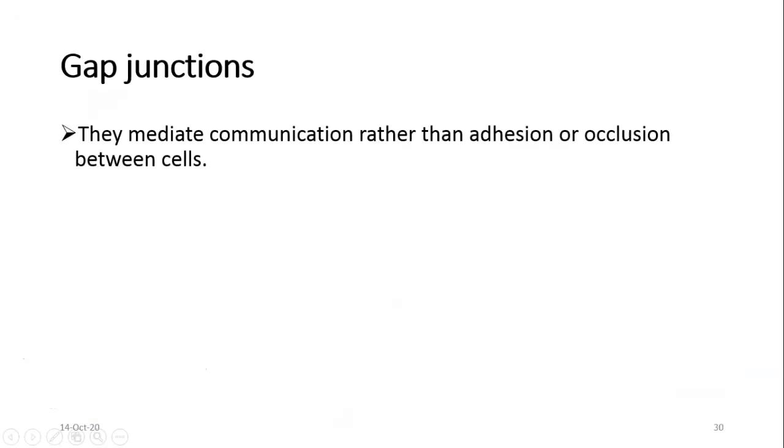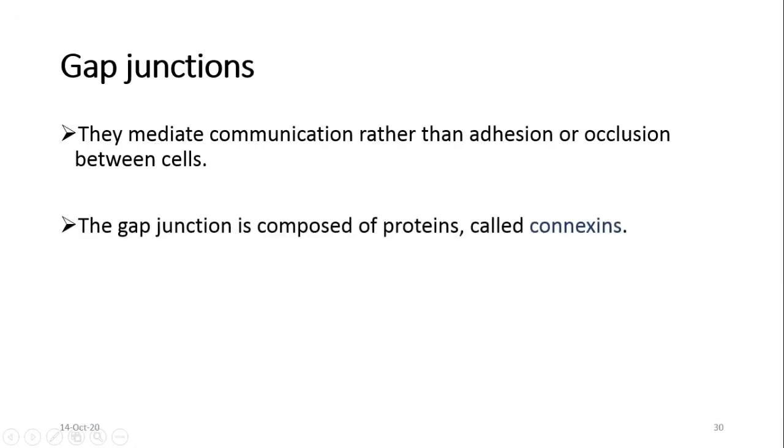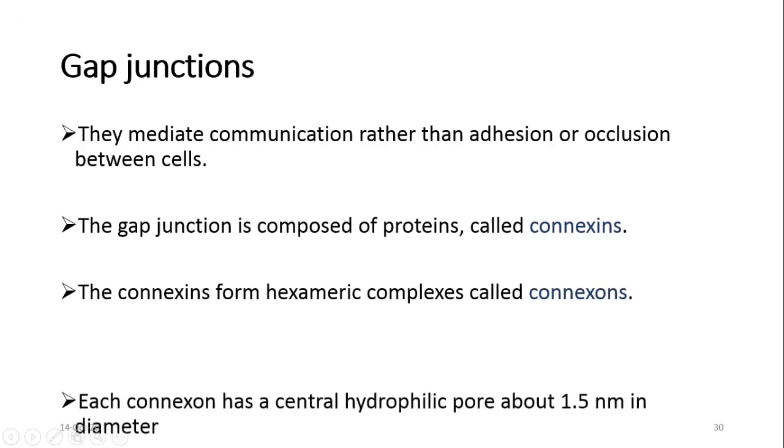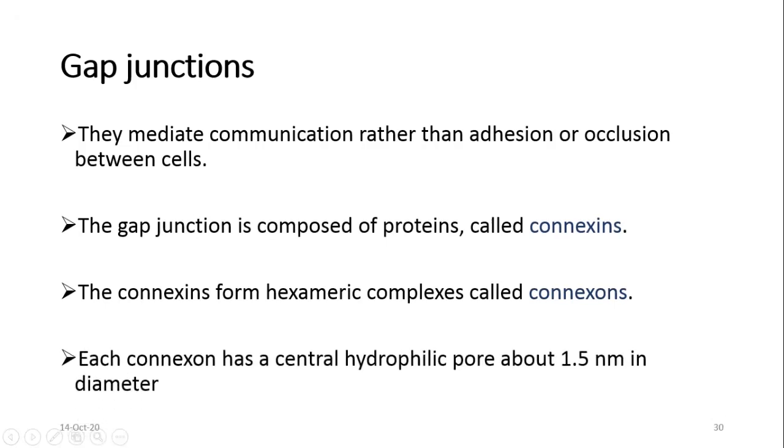The gap junctions, the fourth type, they mediate communication rather than adhesion or occlusion between cells. They are called communicating junctions. The gap junction is composed of proteins called connexins. The connexins form hexameric complexes called connexons. So one is called connexin, and when six of them come together they form a hexameric complex, a connexon, and each connexon has a central hydrophilic pore about 1.5 nanometer in diameter.